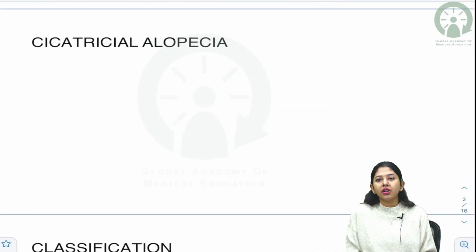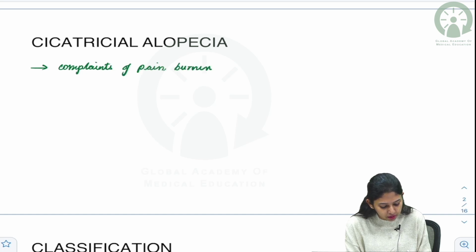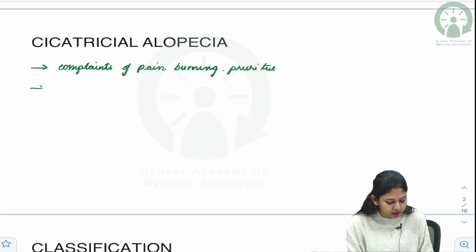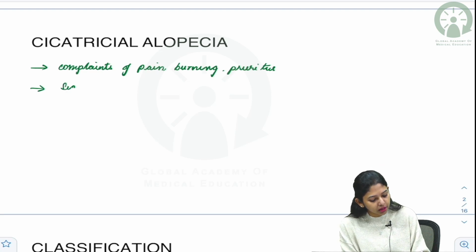So, scarring alopecias or cicatricial alopecias, they come to us with complaints of pain, burning sensation, or pruritus. Okay, these are the complaints they will come to us with. And here signs of inflammation are present. In non-scarring alopecias, there were minimal signs of inflammation, or there was no inflammation, right? So here signs of inflammation are present, right?